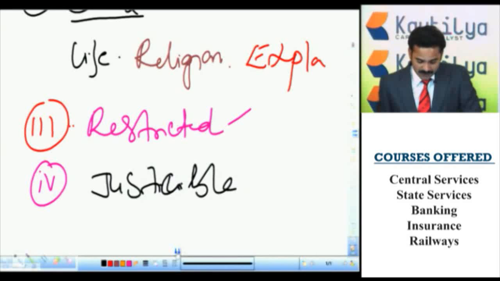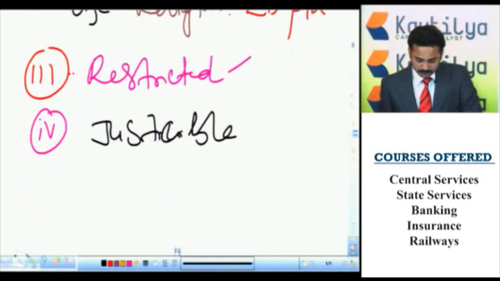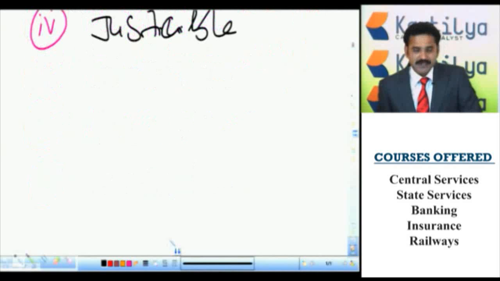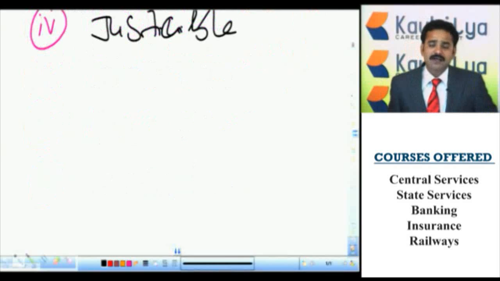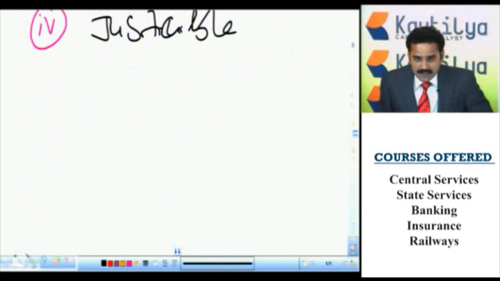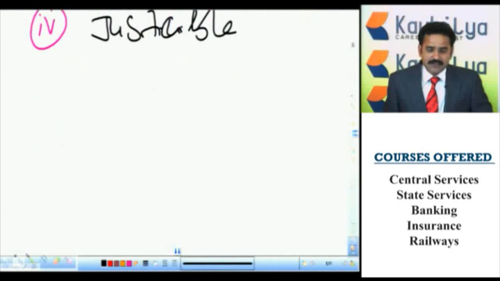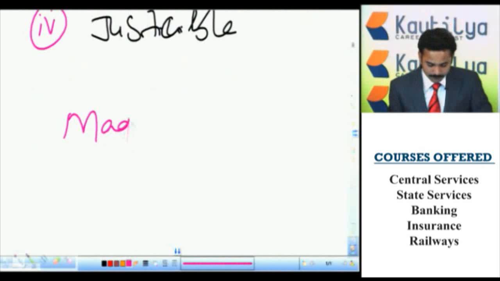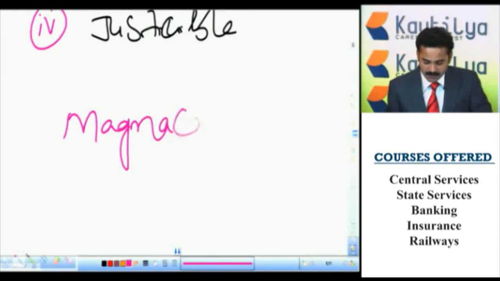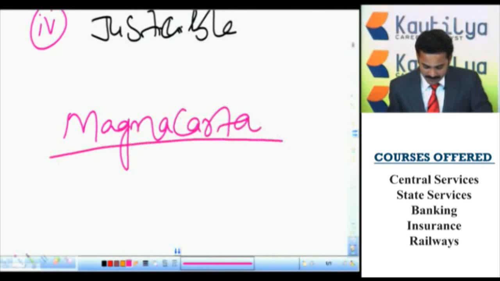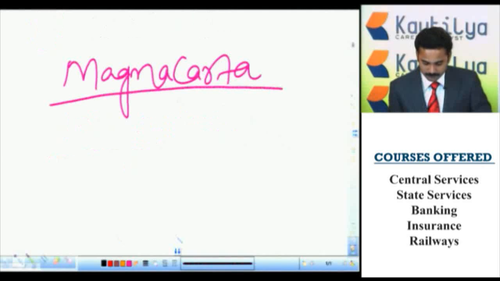Now let us try to understand the sources of the fundamental rights and the various fundamental rights enumerated in the Indian Constitution. The concept of the fundamental rights: prior to that, in the world, the first written document relating to fundamental rights is known as Magna Carta, which means list of rights.